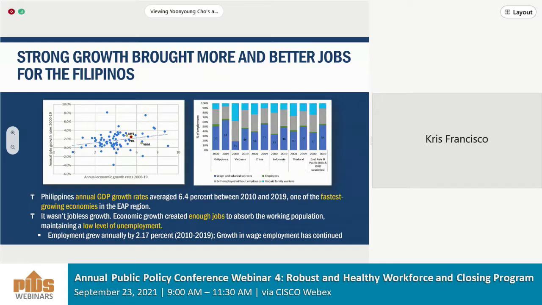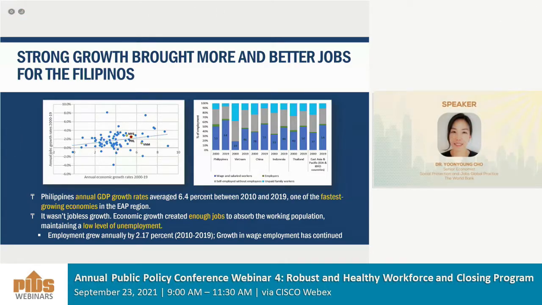So, as I was saying, it was not jobless growth. Economic growth has created enough jobs to absorb the working age population, maintaining a low level of unemployment. Employment grew annually by 2.17% from 2010 to 2019. And it has also generated enough wage employment. The share of wage employment in the Philippines increased to 64% from 51% in 2000.